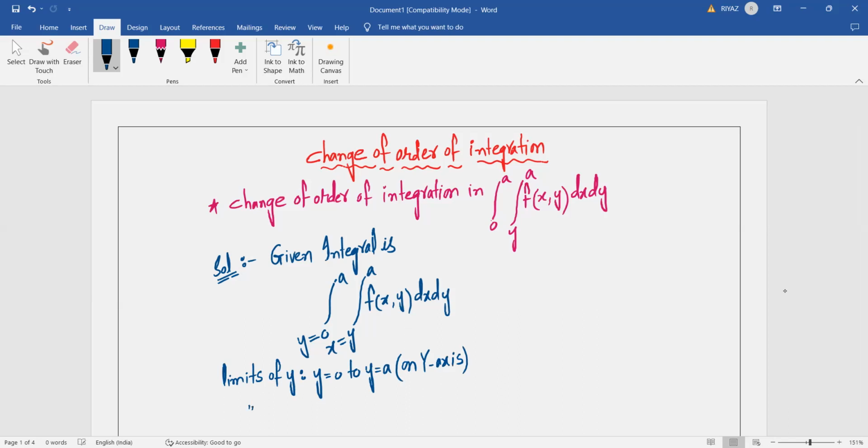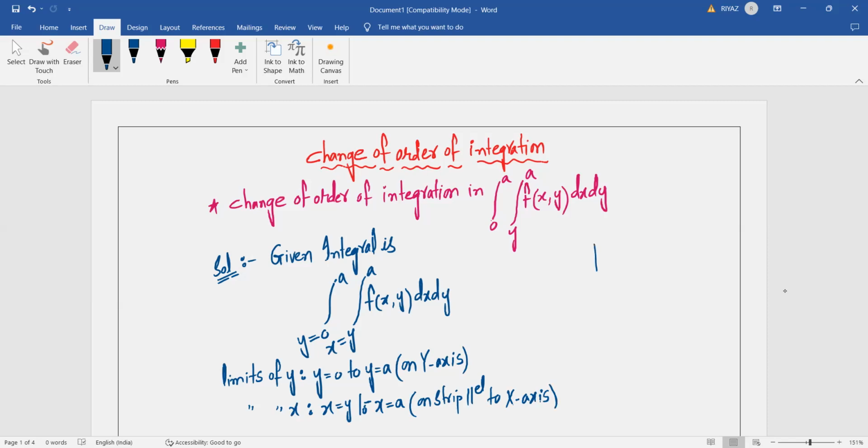Yes sir. Next, limits of x. Limits of x: the lower limit is x is equal to y, the upper limit is x is equal to a. And it is the little complicated limit. The complicated limit always lies on a strip, parallel to the x-axis. Exactly. So we have to draw a figure and try to visualize it.